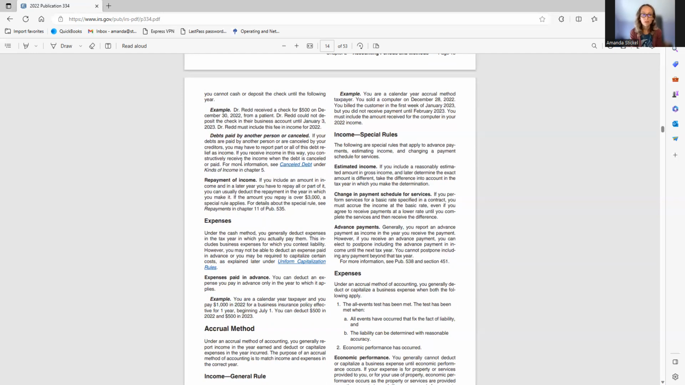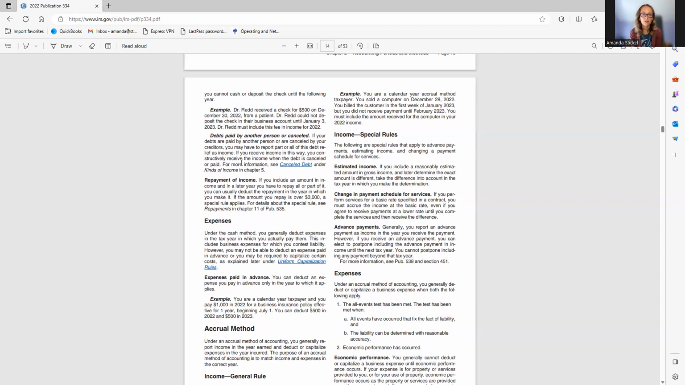Repayment of income. If you include an amount in income and in a later year you have to repay all or part of it, you can usually deduct the repayment in the year in which you make it. If the amount you repay is over $3,000, a special rule applies. And we can find out more about that in Publication 535.